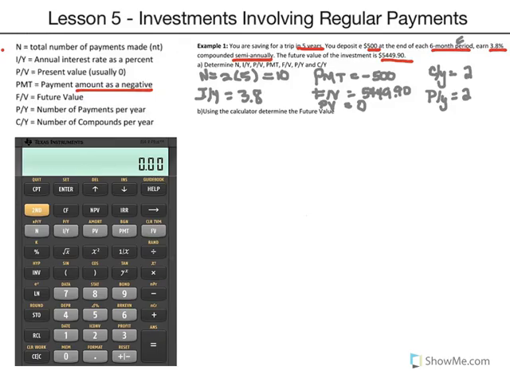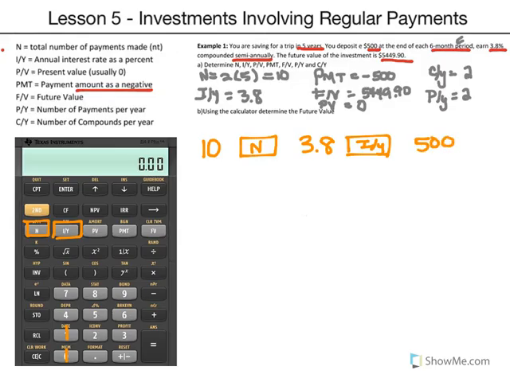So if we want to type the number in, for the number of payments made, first you type 10, so click 1, 0, and then you hit the N button. And what that has done is it has stored 10 as your number of payments. Then we can put our interest rate in. So put 3.8, then hit IY. Now it has stored our interest rate. Now we can go 500.